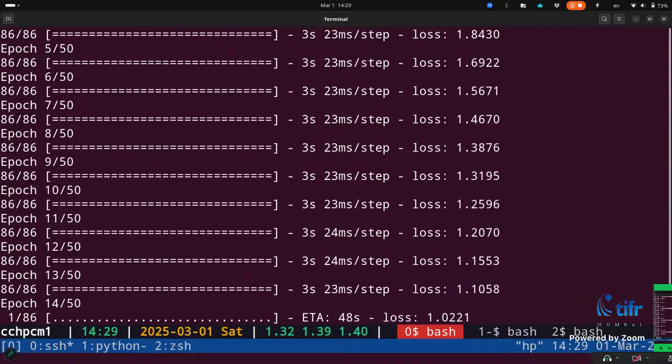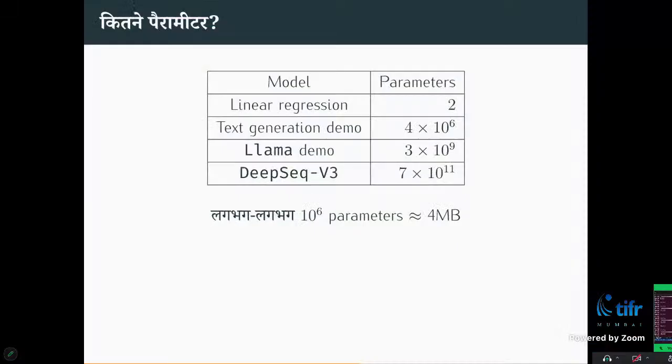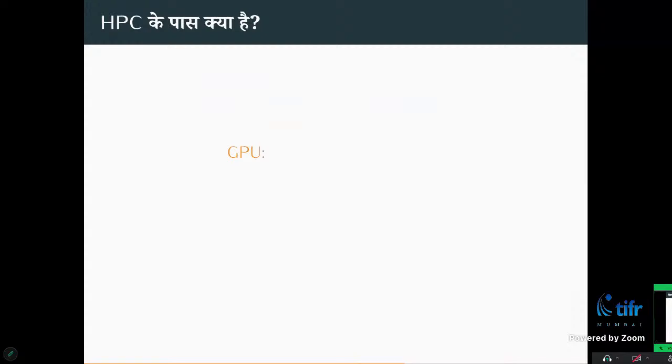Each epoch takes 3 seconds. So it's running through the whole file, the full set of stories, in about 3 seconds. The laptop was taking how long? It was claiming to take about 3 minutes. So the question is, what is it that the HPC has? This laptop is not a bad laptop, it's a pretty good laptop.